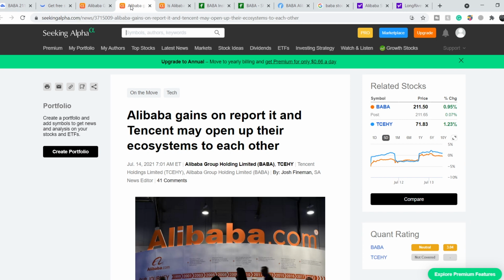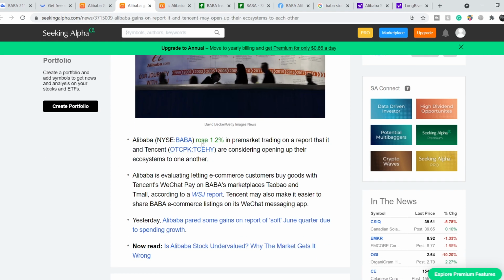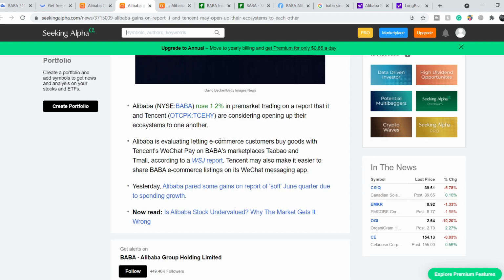So let's continue with this news, and it was published on July 14th. And it's titled Alibaba gains on report it and Tencent may open up their ecosystems to each other. And let me quote you these bullets. Alibaba rose 1.2% in pre-market trading on a report that it and Tencent are considering opening up their ecosystem to one another. Alibaba is evaluating letting e-commerce customers buy goods with Tencent's WeChat Pay on Baba's marketplaces Taobao and Tmall, according to Wall Street Journal report. Tencent may also make it easier to share Baba e-commerce listings on its WeChat messaging app.